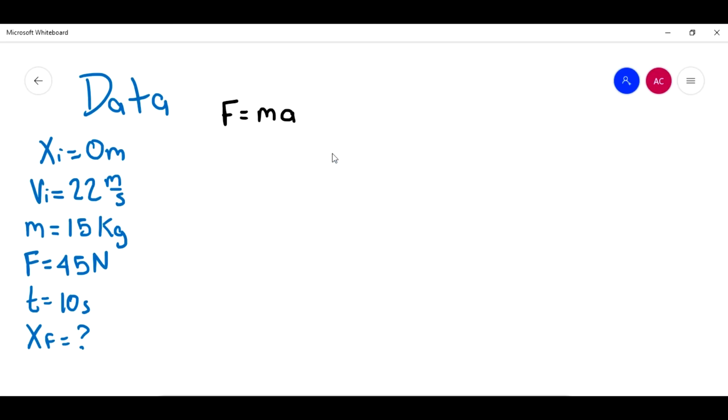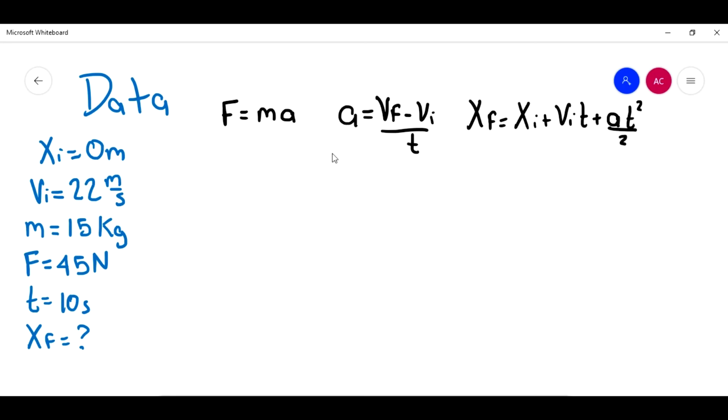So for example, I'm going to write another equation. Acceleration equals final velocity minus initial velocity over time. And finally, this formula: final position equals initial position plus initial velocity times the time plus the acceleration times time squared over 2.